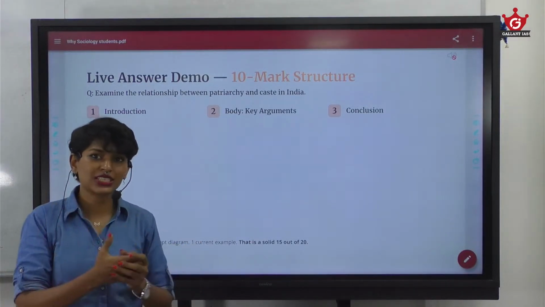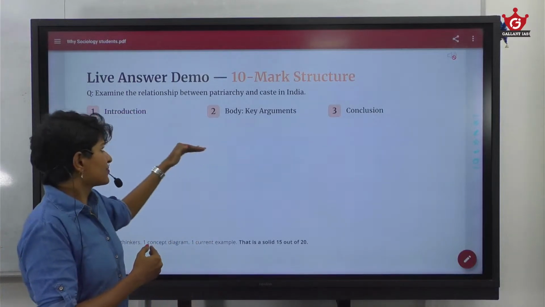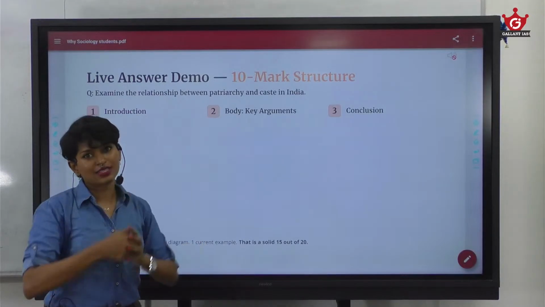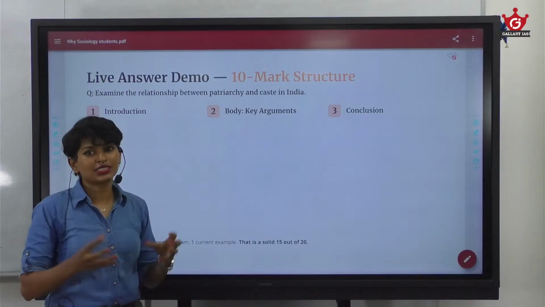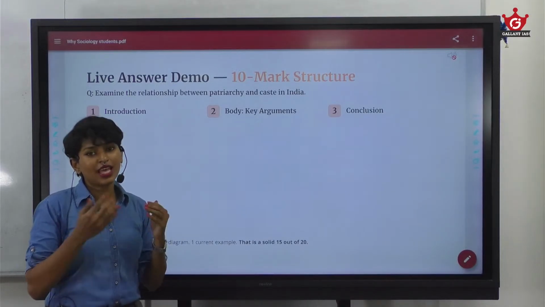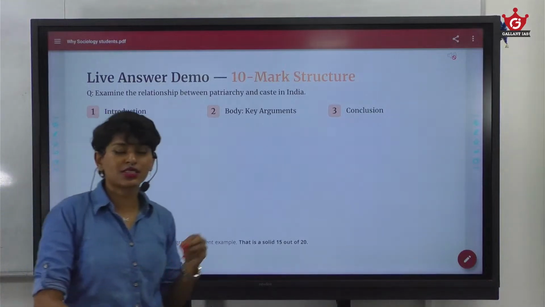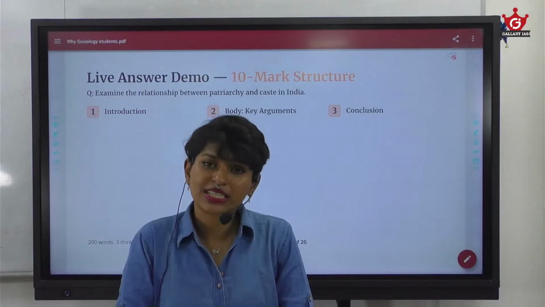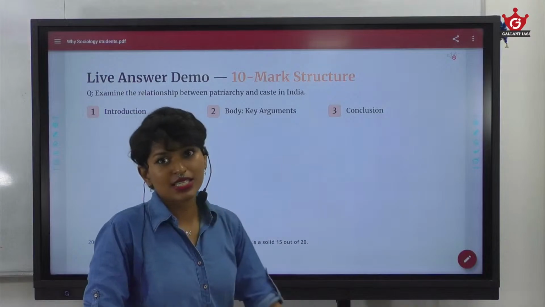You can think about the relationship. Okay, so when you're writing, think first of all, understand the key words in the question, try to answer to that. Okay, so understand its connection and answer that. So I would suggest you first try to introduce the concept, the relationship between patriarchy and caste in India.